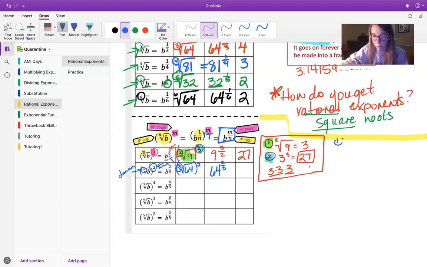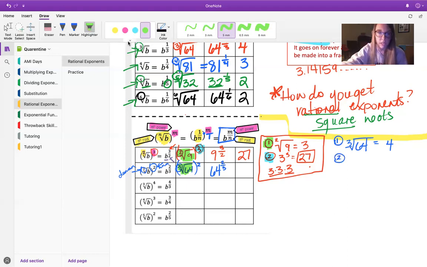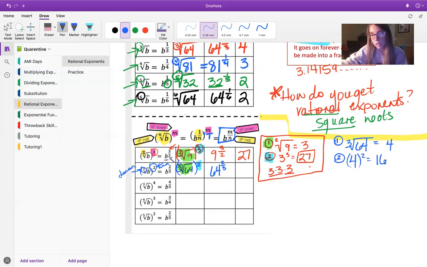Okay, so step 1, we follow order of operations. So I do what's inside of the parentheses first. So I have the cubed root of 64. What times what times what gives me 64? Sorry, I was looking at the wrong one. It's 4. Okay, so once we do that, step 2 is we have to apply the exponent. So I'm just going to go 4 to the second power, which is 16.